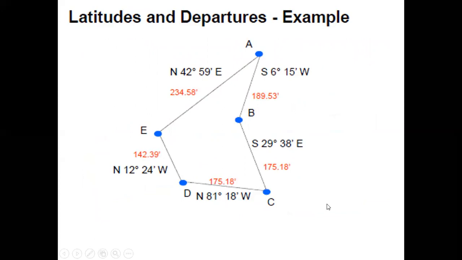So for example, we're given here a traverse, assuming that the starting point would be point A to point B, C, D, E, then going back to point A. For the first line, which is the line segment AB, we're given the direction, south 6 degrees 15 minutes west, as well as the length, 189.53 feet. Similarly for the rest, B to E, we're given the direction as well as the length.